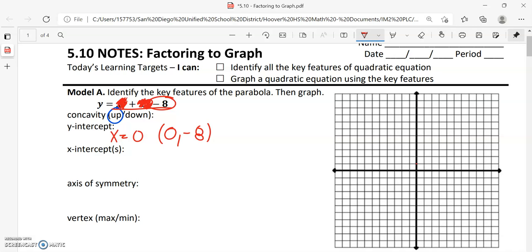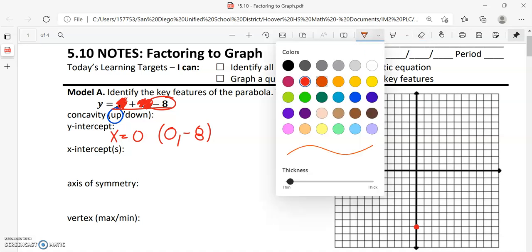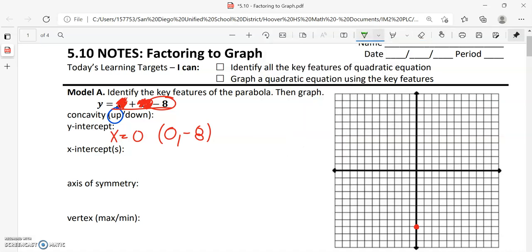So let's go ahead and plot that right now. 1, 2, 3, 4, 5, 6, 7. Oh, -8, whoops. 1, 2, 3, 4, 5, 6, 7, 8. There we go. This one's wrong. Okay. Let's do our x-intercepts in green.